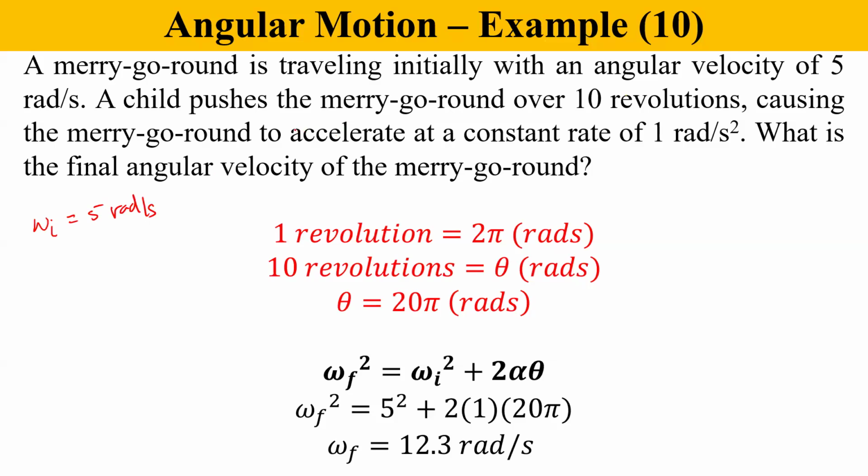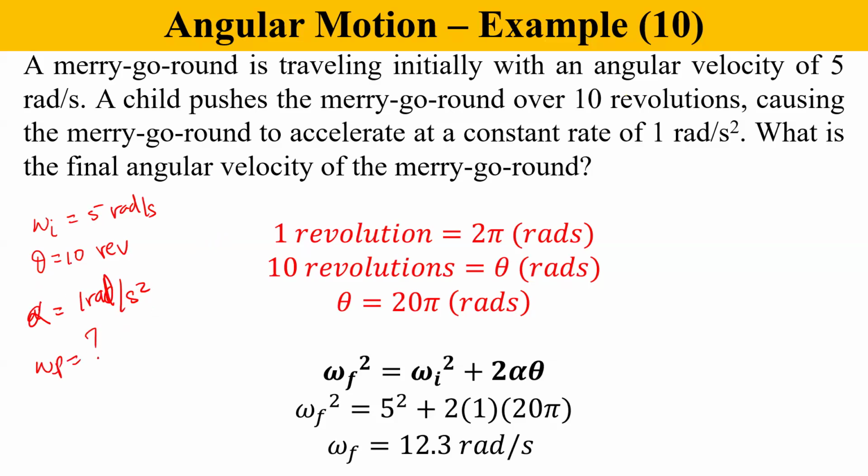A child pushes the merry-go-round around 10 revolutions. So you push it all 10 revolutions around, so the distance moved here is 10 rev. This causes the merry-go-round to accelerate at a constant rate, so the acceleration, which is alpha in our case, is 1 rad per second squared. They ask, what is the final angular velocity, which is omega f, of the merry-go-round?